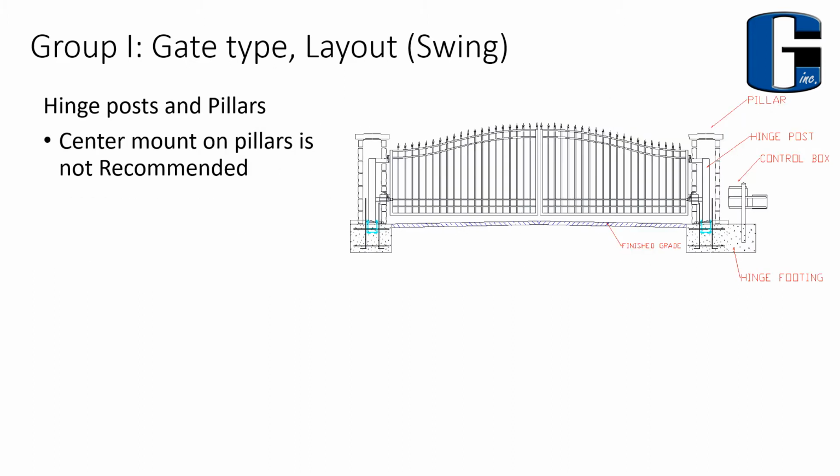So, gate type, layout, swing gates. Let's talk a little bit about hinge posts and hinge pillars. A very common method of hinging a swing gate, especially in a residential application, is to hinge it off of a brick column, brick, CMU block, rock, concrete, a variety of materials. And these all look nice, and that allows you to hide the hinge post and things like that inside of the pillar, as you can see here in this illustration.